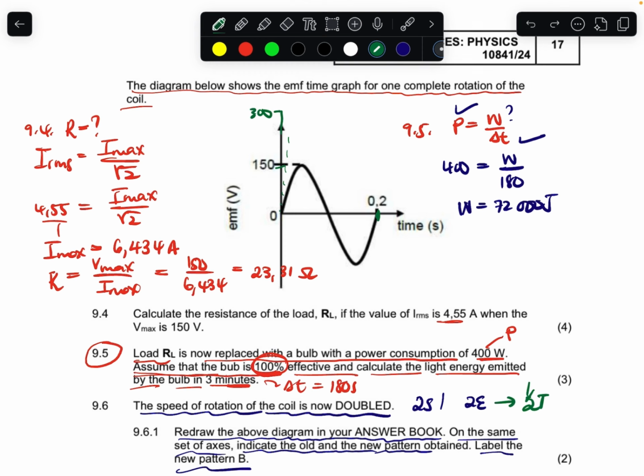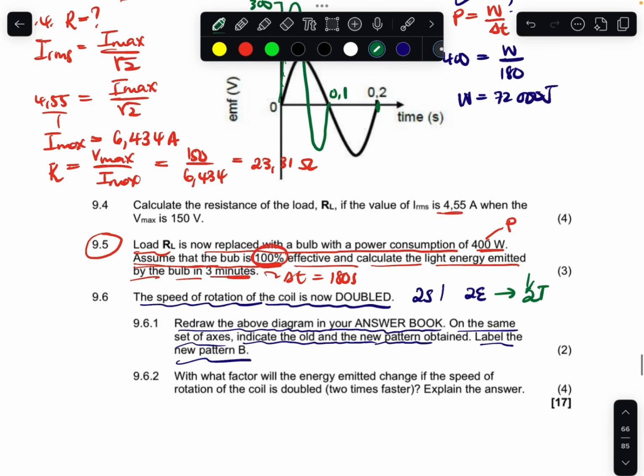The graph is going to be like this, and then it ends there, right? The period now is 0.1, it's halved. And do you see the EMF is doubled? That's 300, right?